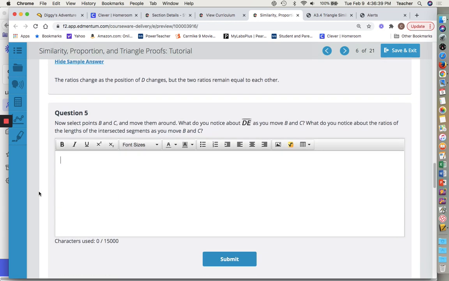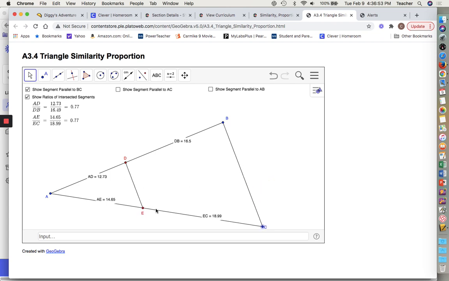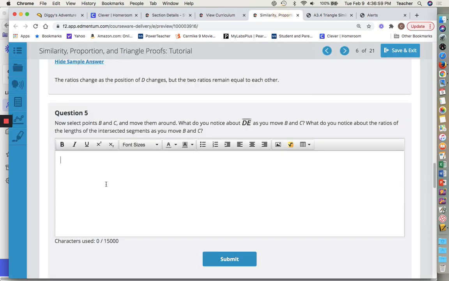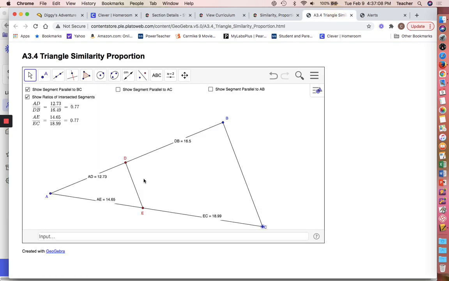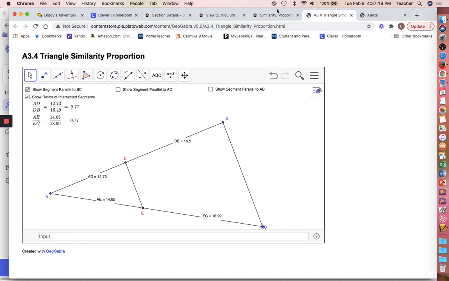All right, question 5. Now select B and C and move them around. Okay, so I'm going to select B and C and move them. There's B. Oh, look, these remain parallel. What if I move C way out here? Yes, so they still remain parallel. They still remain proportional to each other. What do you notice about DE as you move B and C? It remains parallel. I just said that. DE remains parallel to BC.